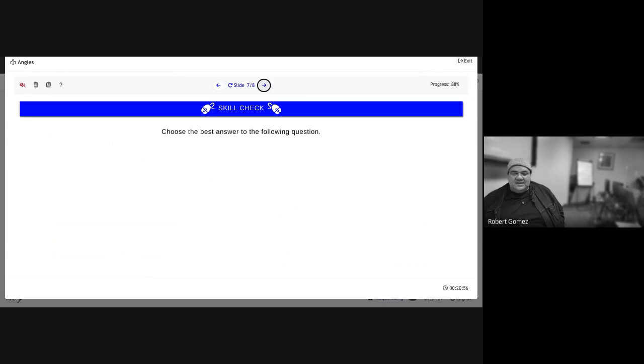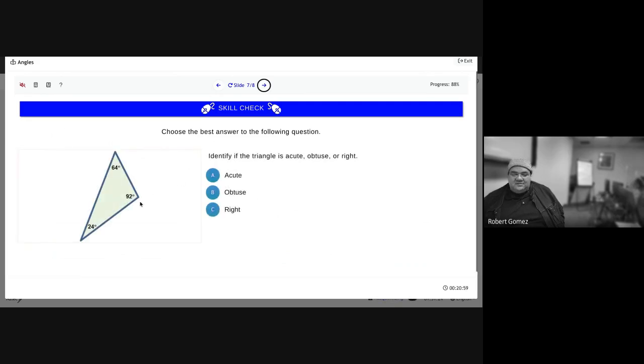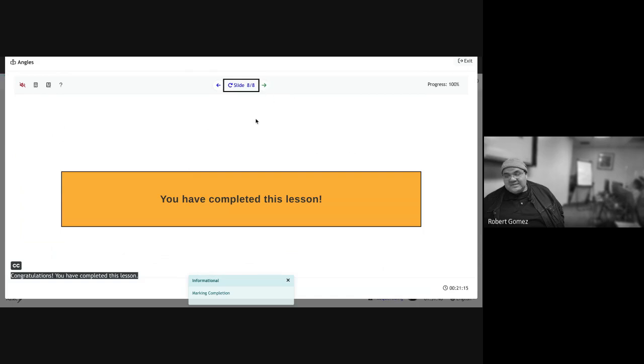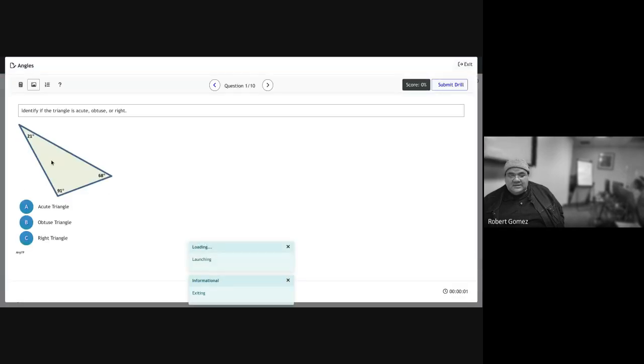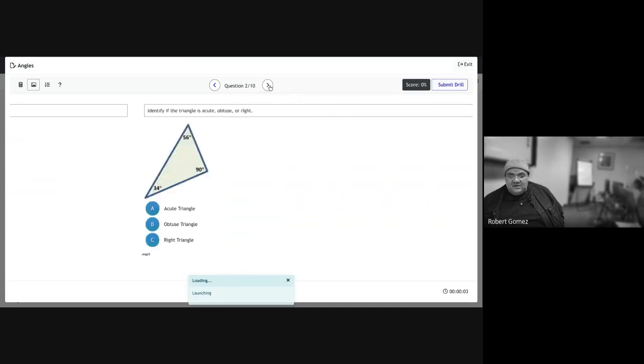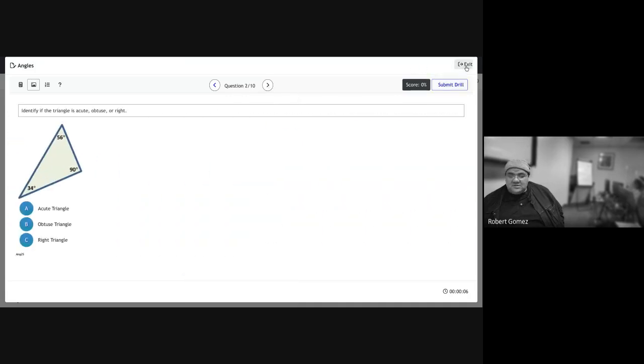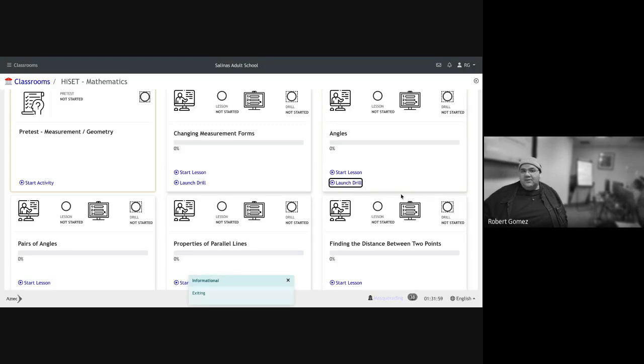And then the skill check, once again, is going to ask you if the triangle is acute, obtuse, or right. So you're going to answer A, B, or C. This is less about your math ability and more about your note-taking ability. Because that's it. That's the lesson, okay? This is really about getting that vocabulary down and identifying it. Because when you do the drill, it's going to really depend on how well you took notes in the lesson.